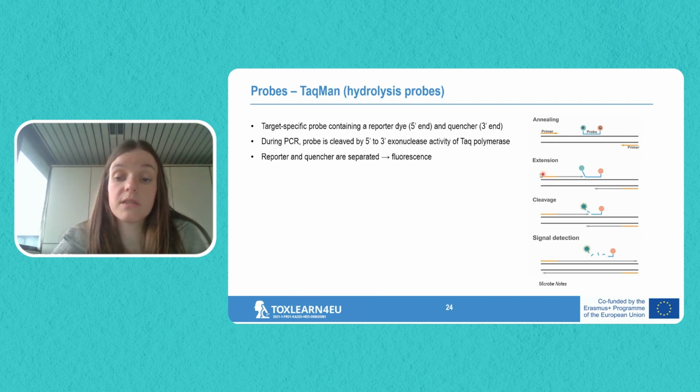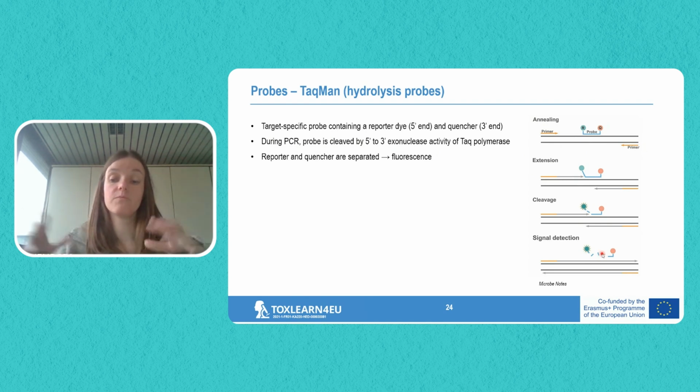What will then happen is that the polymerase will start extending the primers. At some point, it encounters the probe, and then its exonuclease activity will cleave the probe. And as a consequence of that, the reporter and the quencher are separated and fluorescence is emitted. Because as the name implies, this quencher will quench the fluorescence of this reporter when they're in close proximity. But then as soon as the probe is cleaved, the two can move away from each other and fluorescence will be emitted.